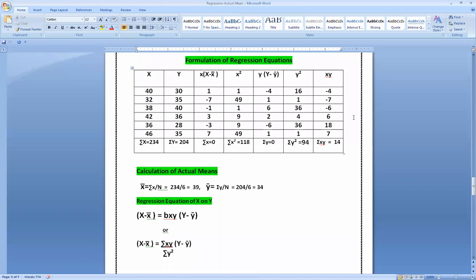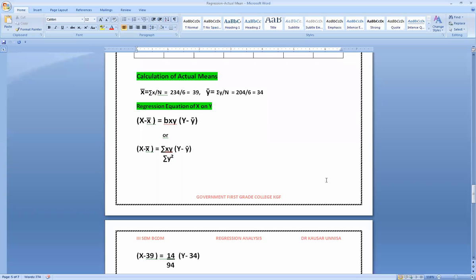At last, we'll have to do the product of the deviations of x and y. 1 is there in x, minus 4 is there in the y column. 1 into minus 4 is minus 4, minus 7 into 1 is minus 7, minus 1 into 6 is minus 6, 3 into 2 is 6, minus 3 into minus 6, minus into minus becomes plus, 3 sixes are 18, 7 into 1 is 7. The total product of the deviations of x and y is nothing but 14. So here the table gets over.